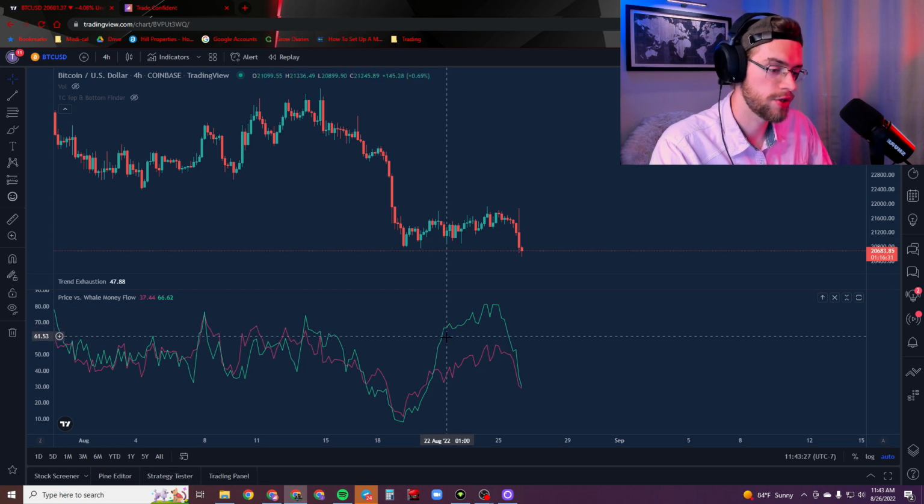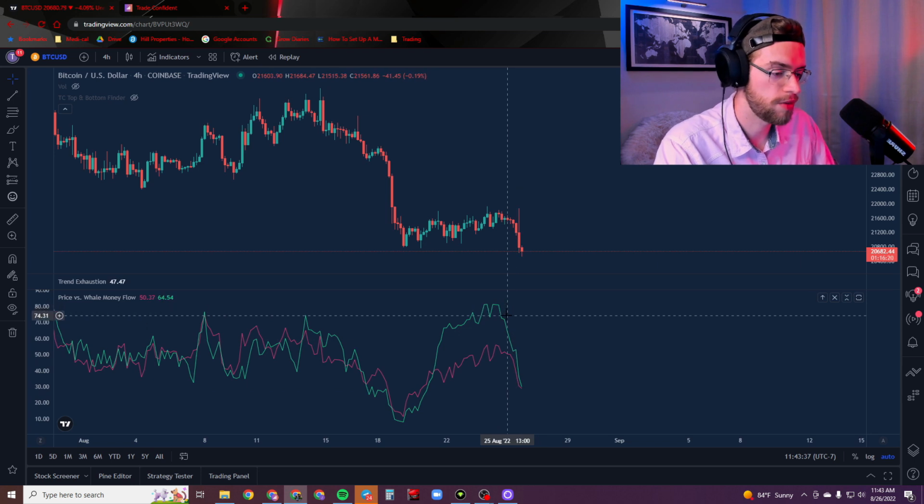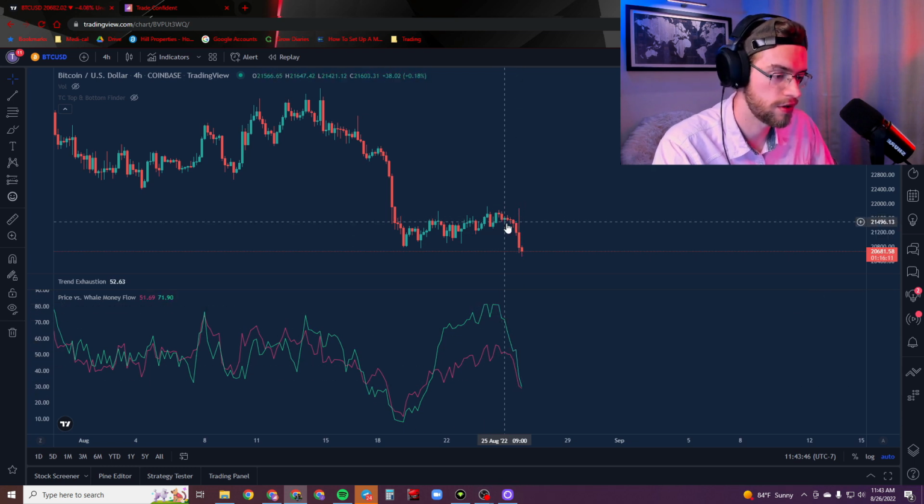This typically pushes the price up, and as you can see right here, as the line went up, so did the price. However, when the green line moves down, this means that whale traders are selling, pulling their money out of the market and driving the price down. We can see this happen right here almost instantly. As this green line moved down, the downtrend began.